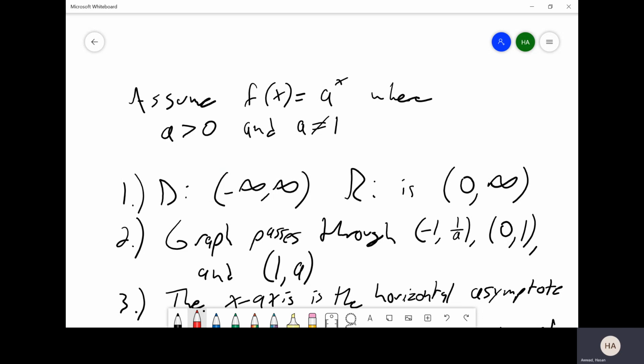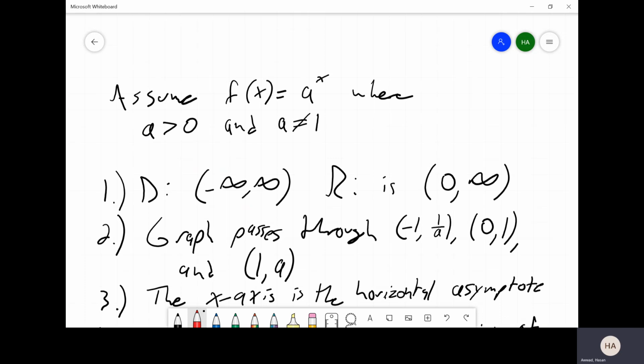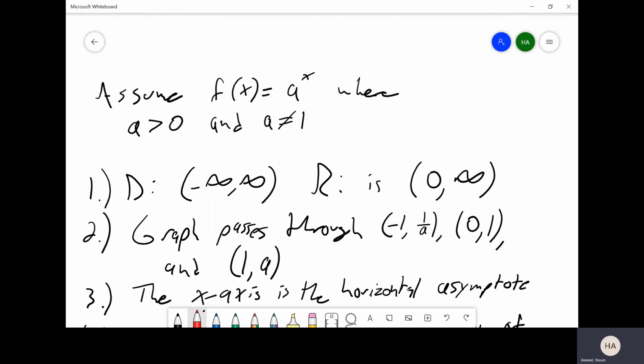Your range, as long as you don't have any sort of coefficient, as long as you don't have anything added to a to the x or subtracted from a to the x, your range is always going to be, again, and I'm just going to box this in red because this is very important, as long as it's in that particular form, your range will always be from 0 to positive infinity, not including 0.